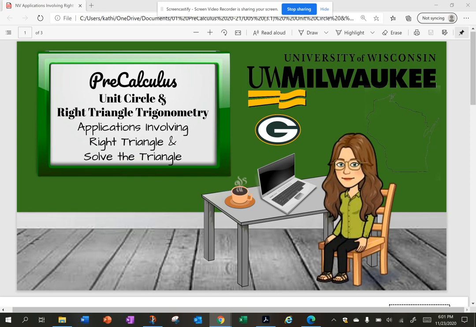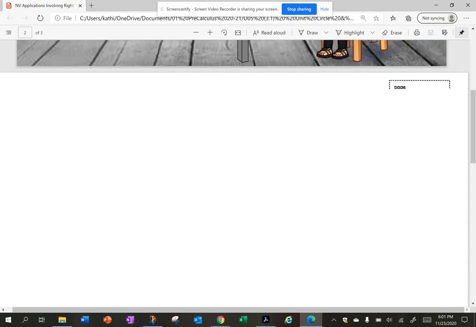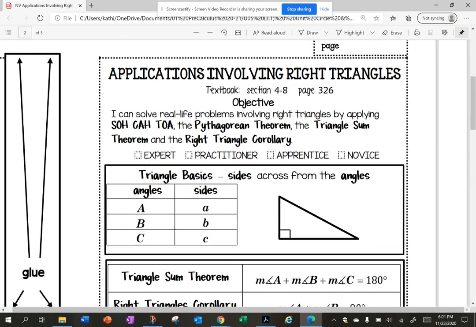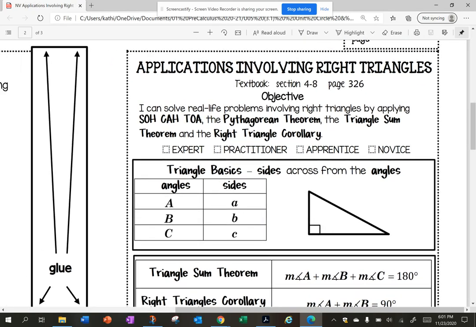Today's lesson is applications involving right triangles and solving the triangle. My learning objective is I can solve real-life problems involving right triangles by applying SOHCAHTOA, the Pythagorean Theorem, the triangle sum theorem, and the right triangle corollary. Let's just take a minute, and where are we on the learning spectrum?